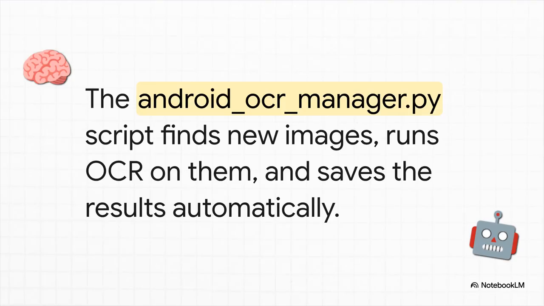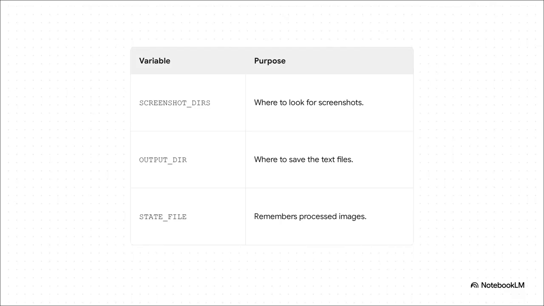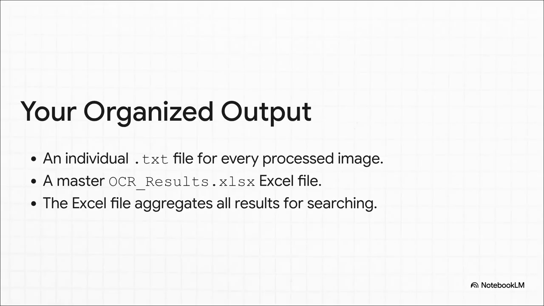And here it is, Android OCR Manager.py. This Python script is the workhorse. It's got a simple 3-part job. Find new screenshot images, tell the Tesseract engine to read them, and then save all that juicy text in a nice, organized way. What's really great about this script is that it's not a black box. It's super flexible. You can easily tell it exactly where your screenshots are saved, decide where you want the text files to go, and it even uses this clever little state file to remember what it's already processed so you never get duplicates.